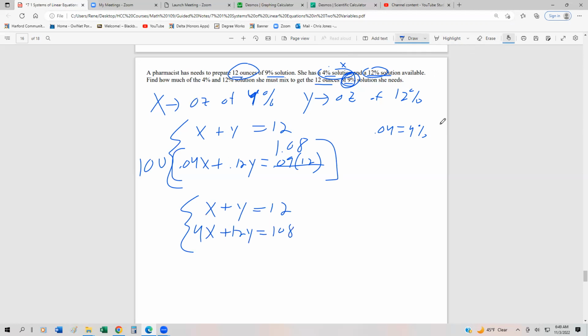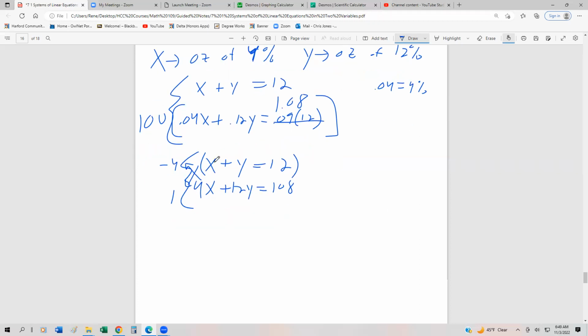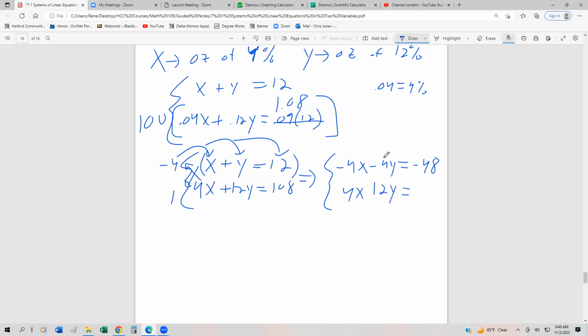Now I'm going to cross multiply. I'm going to multiply the second equation by 1. I'm going to multiply the first equation by -4. And the reason I do that is because I want to make sure one of the coefficients is opposite. One of them is going to be negative, one of them is positive. New system: -4x minus 4y equals -48. So we just multiply everything through by -4. And then the second equation remains unchanged because when we multiply through by 1, we get the exact same thing. And that's going to be 108.